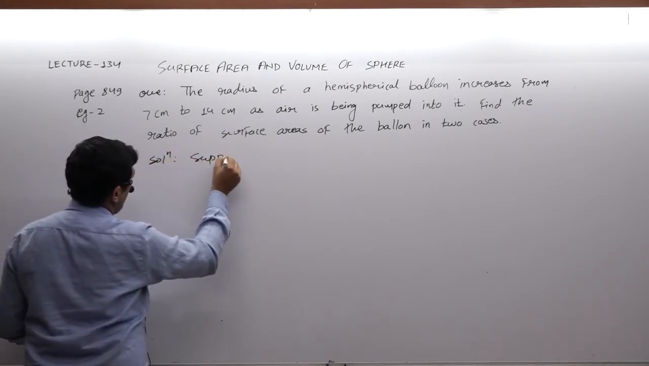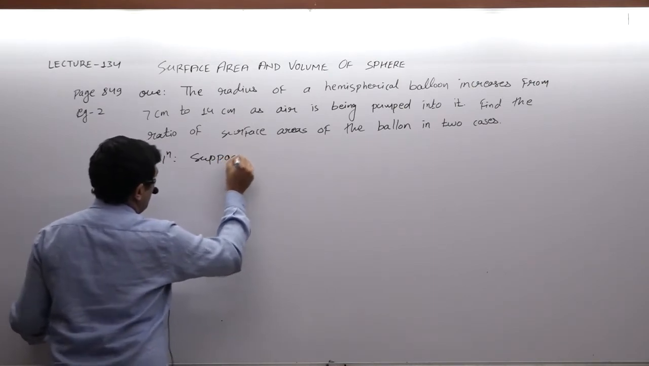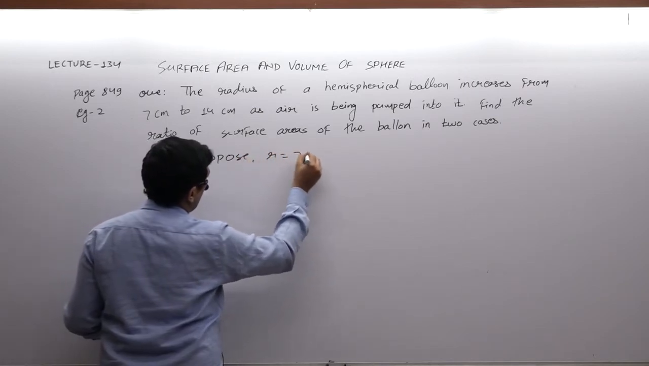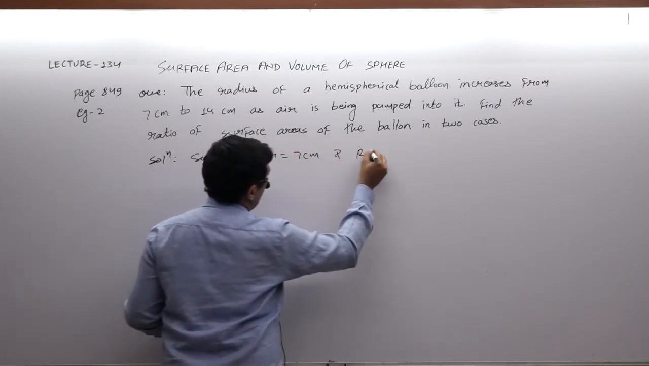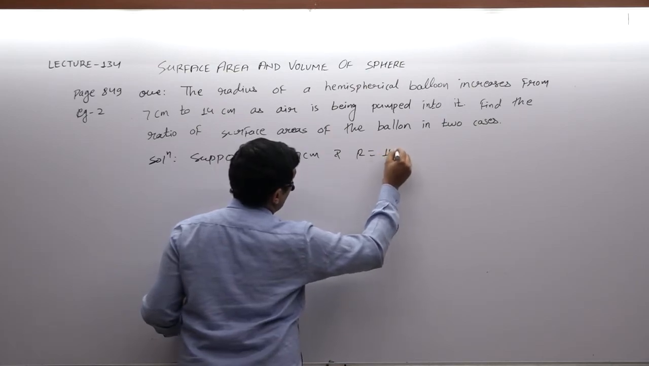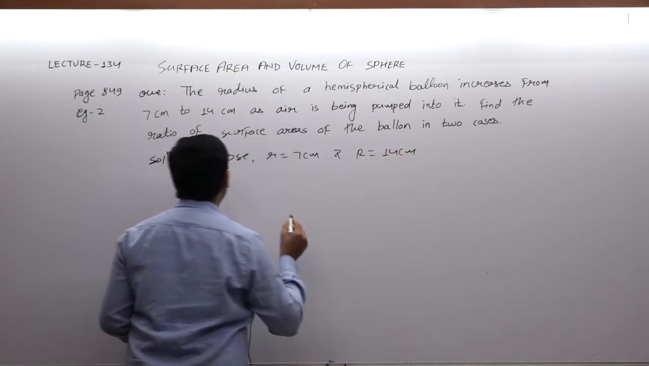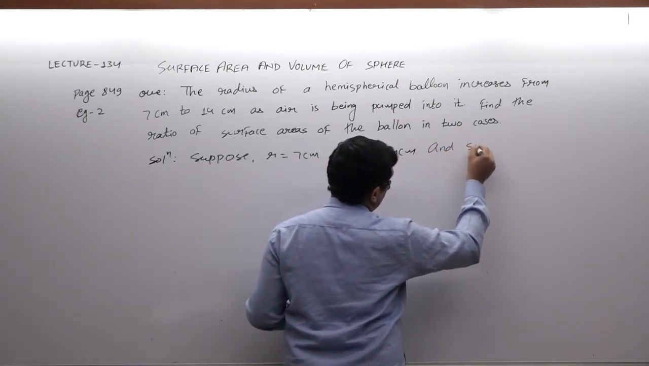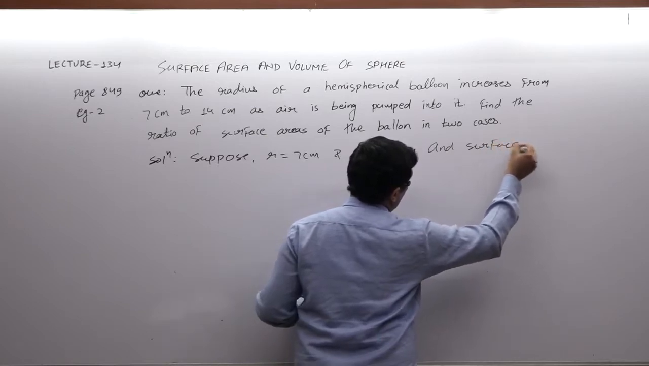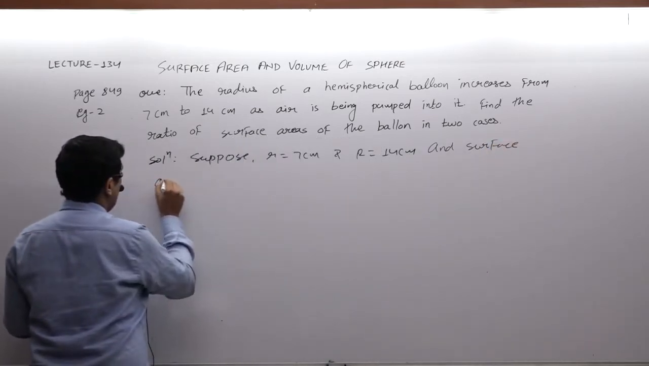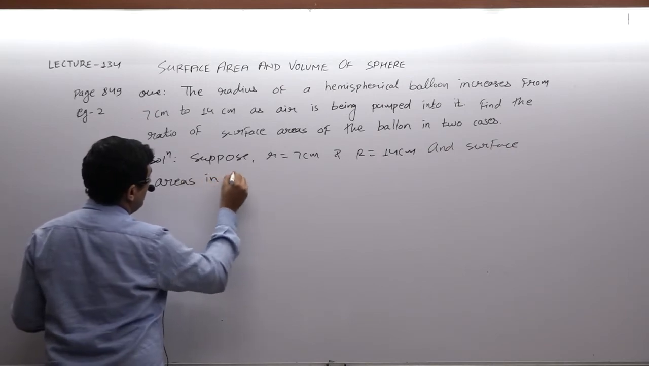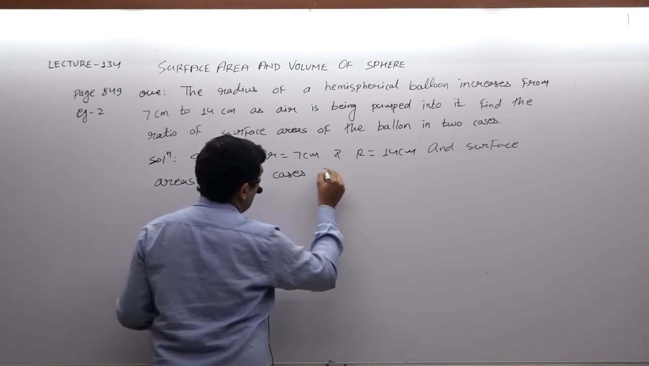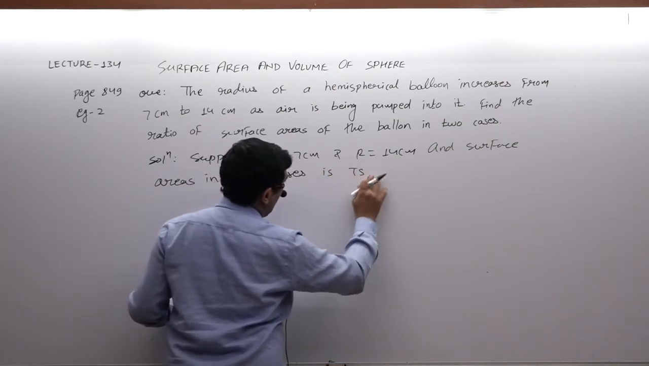Suppose small r is equal to 7 centimeter and capital R is equal to 14 centimeter, and surface areas in two cases are TSA1 and TSA2.